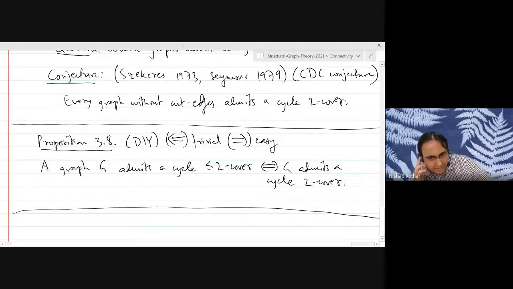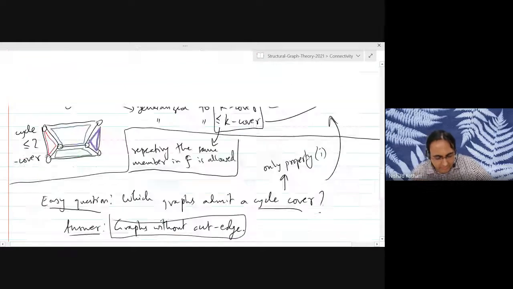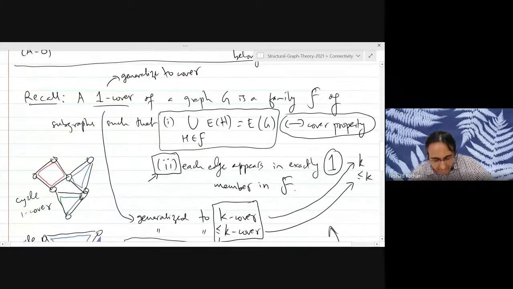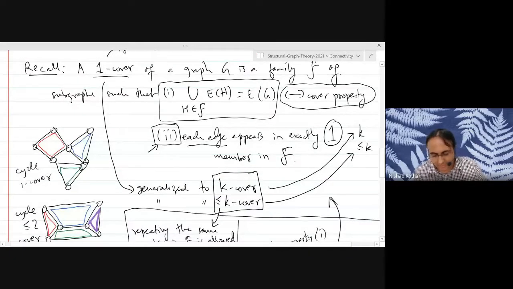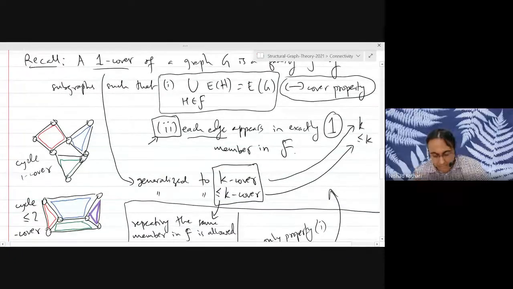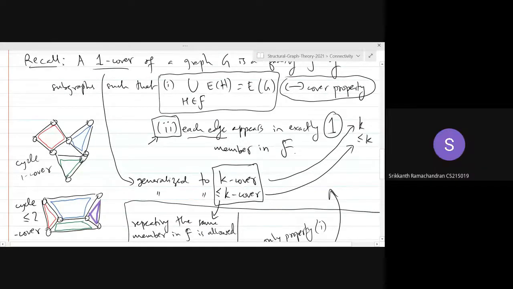Oh, by K cover, you mean there must be an edge which occurs K times. Every edge occurs exactly K times. Right? Let's go back to the definition. Oh, I thought it is at least. Or at most, sorry. I thought it was at most. Well, it's at most K if I am going to call it an at most K cover. But if I say K cover, I mean exactly K times. Every edge has to appear exactly in K members of the family. Oh, okay.